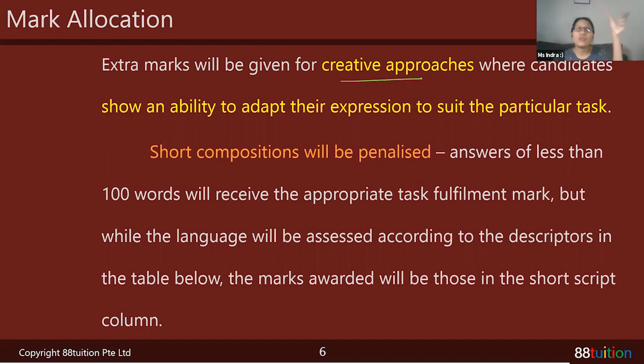You realize that we've always made it very targeted for you so that when you answer, you know exactly what you are answering, right? When you have pointers to help you, of course, your answering is meant to be a bit more targeted. Okay, and you need to adapt your expression to suit the particular task. So for example, you have a formal email, make sure that whatever you're writing answers the bullet points, number one.